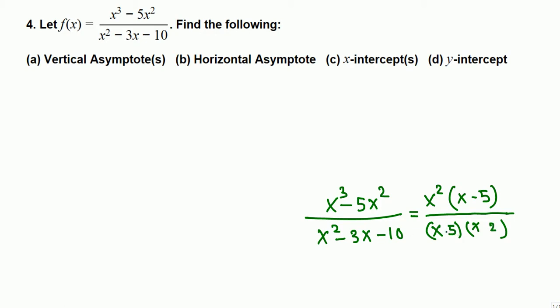To get negative, one of them is negative and the other is positive. To get negative 3, negative 5 plus 2. Okay, and in fact we have x minus 5 on the top and bottom, so these two cancel.